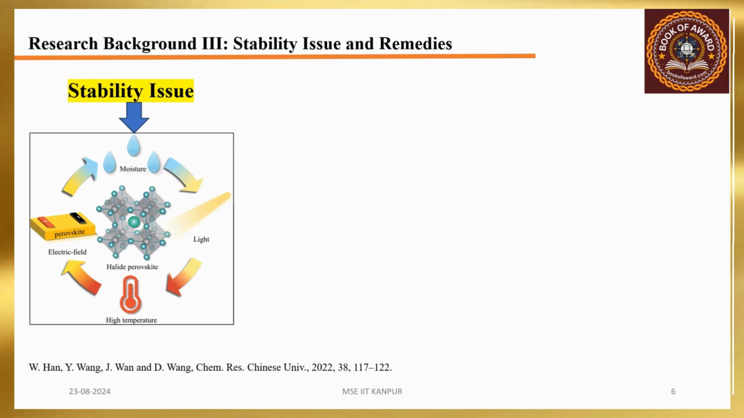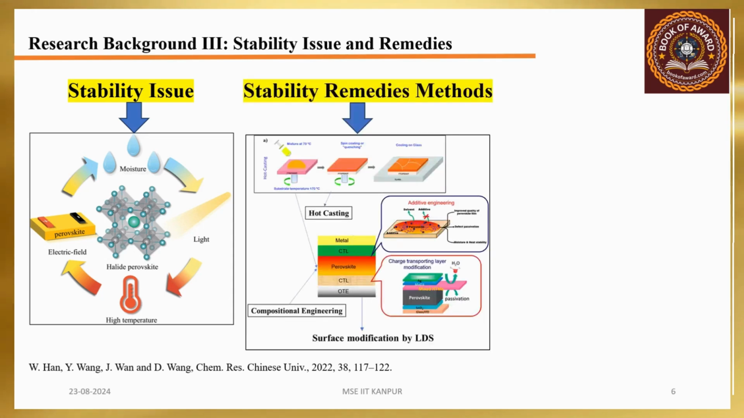Many methods have been used by researchers till now to improve the stability of perovskite solar cells. First is hot casting. In hot casting processing, the perovskite layer is deposited in hot mode of solution and hot mode of substrate, due to which it forms large grain size, and its stability improves.